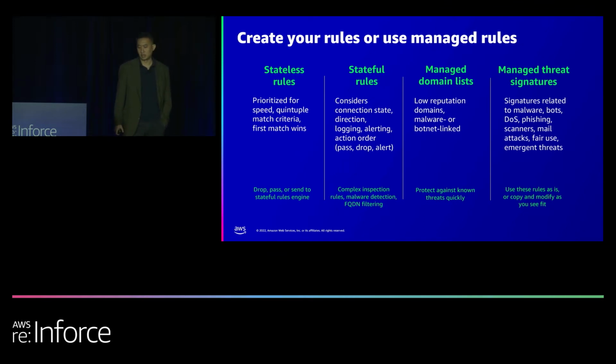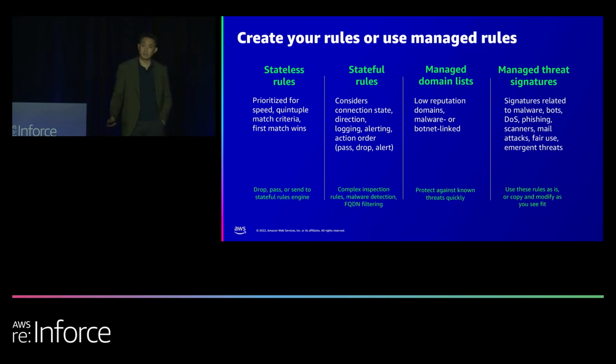In addition, if you're not as experienced at creating rules, you could also consider using some of our managed domain lists and managed threat signatures. With managed domain lists, you could block traffic destined towards domains that have low reputation, or those that have been linked to malware botnet attacks in the past, based on our threat intelligence. You can also either use our threat signature rules directly, or you can copy them and modify as you see fit and apply them to your rule groups as well.